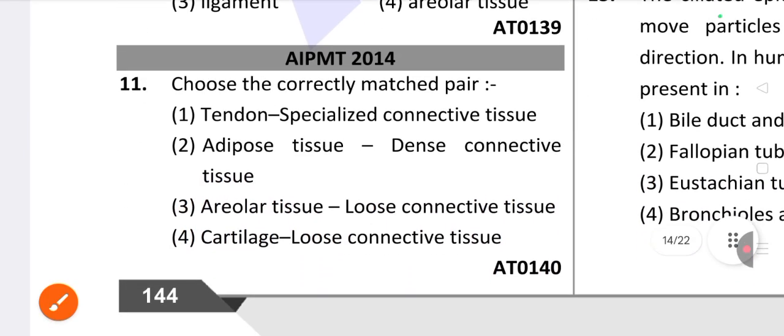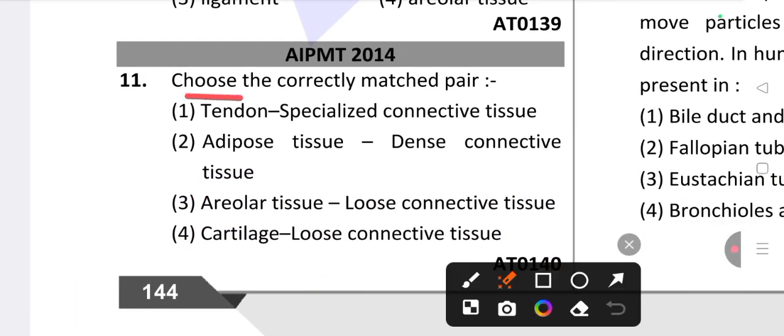Next, 2014 PYQ: choose the correctly matched pair. So which one is the correctly matched pair? Answer is areolar tissue. It is loose connective tissue.